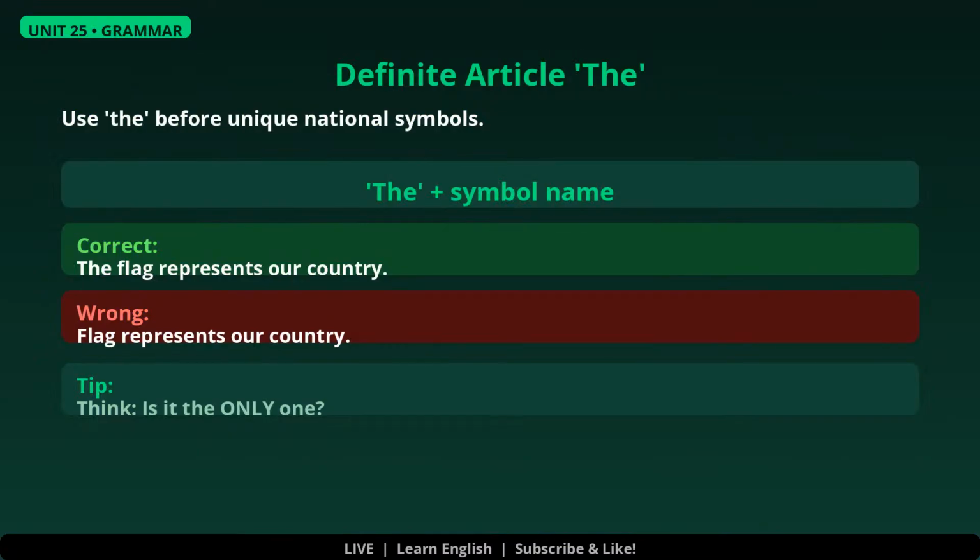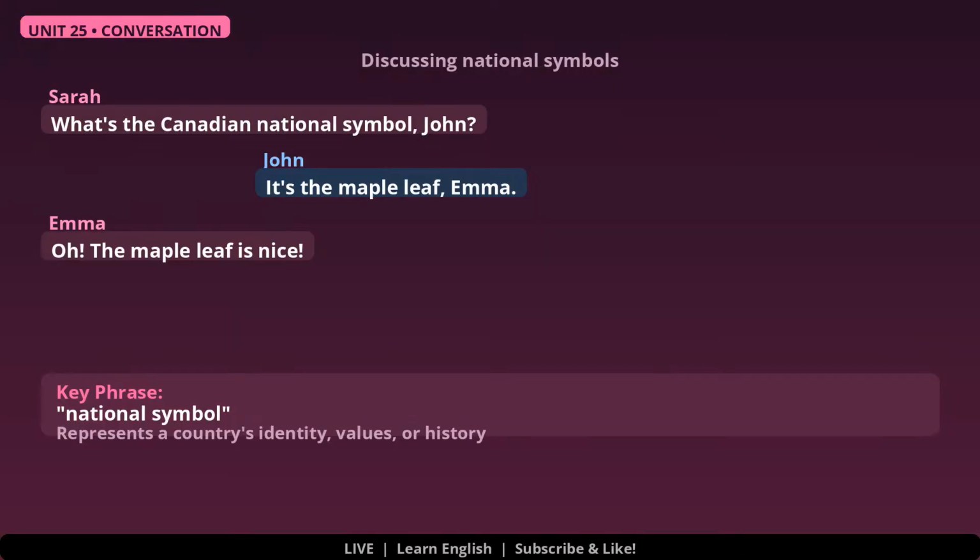Grammar tip for you. Definite article, the. Use the before unique national symbols. For example, the flag represents our country. A helpful tip, think, is it the only one? Listen to this dialogue. Situation, discussing national symbols.